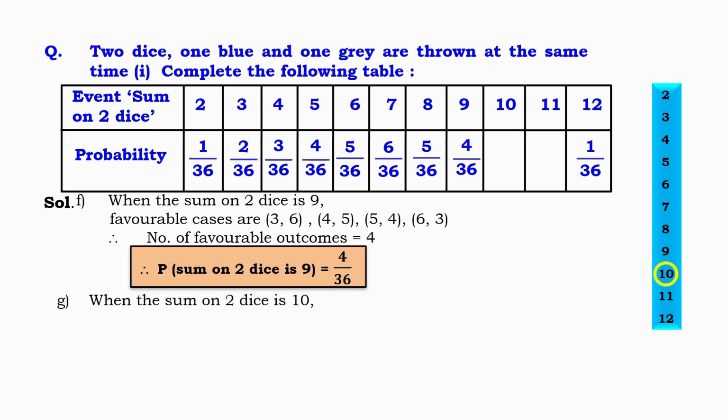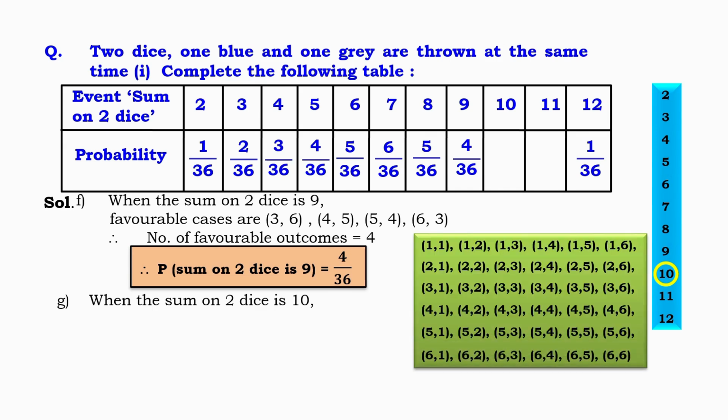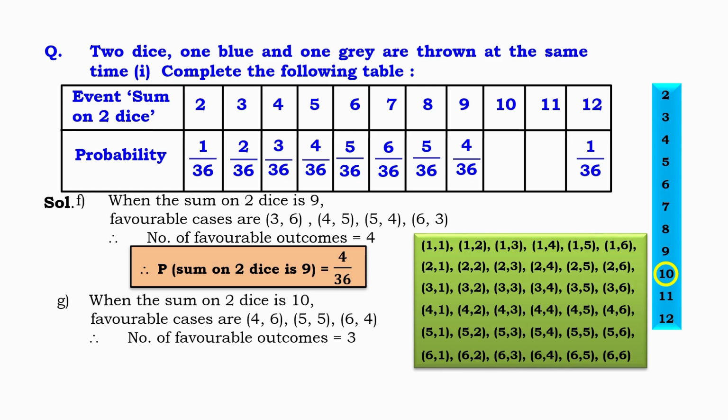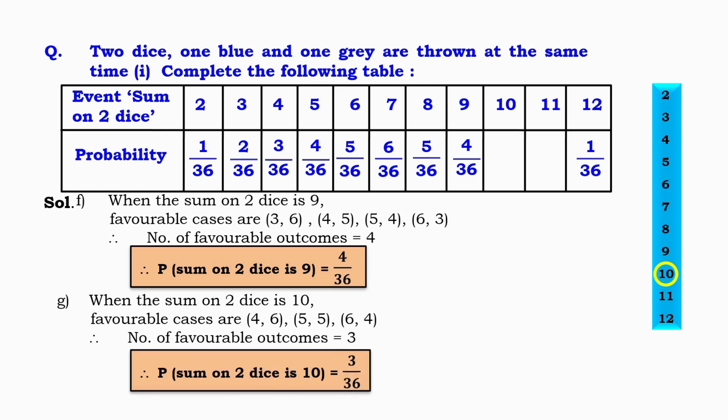Now when the sum on dice is 10. So again take a look when we will get 10 over here. So if we add 4 6, 5 5 and 6 4. So number of favorable outcomes here is equal to 3. So the probability of sum on two dice is 10 equal to 3 by 36.